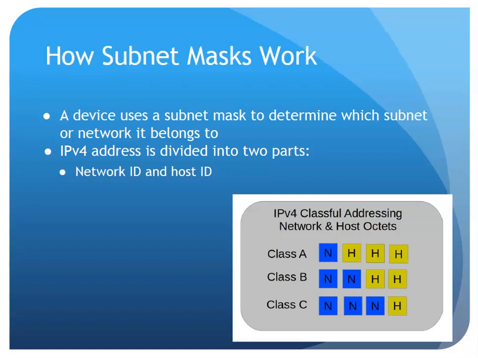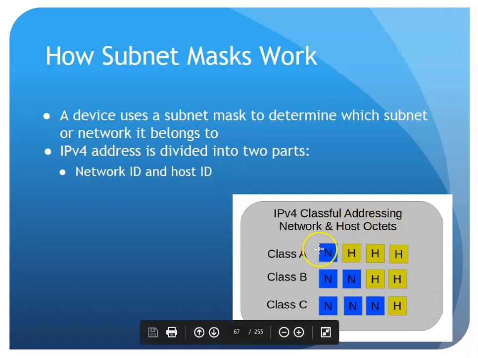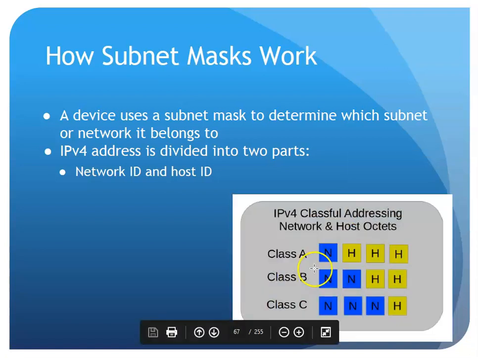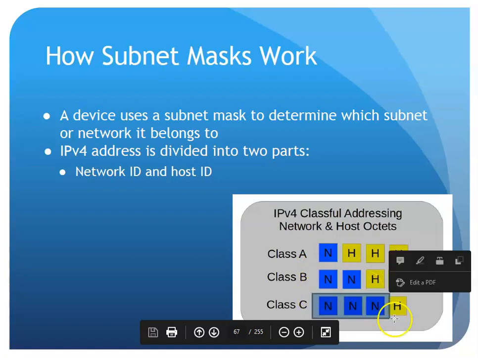CNT125, Chapter 8, we're going to look at the section on how subnet masks work. A device uses a subnet mask to determine which subnet or network it belongs to, and eventually what network it's going to. An IP address is divided into two parts. We should remember the network portion and the host portion. And we should hopefully remember with Class A, the first octet is network, the remaining three are host. That's the default. With Class B, the first two are network, the remaining two are host. And with Class C, the first three are network, the remaining is host.